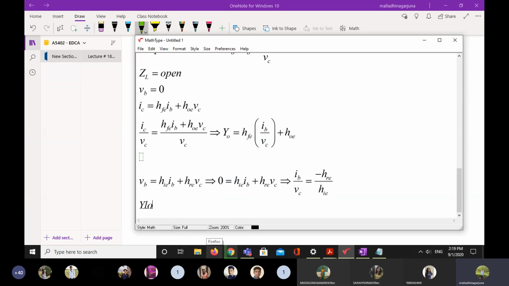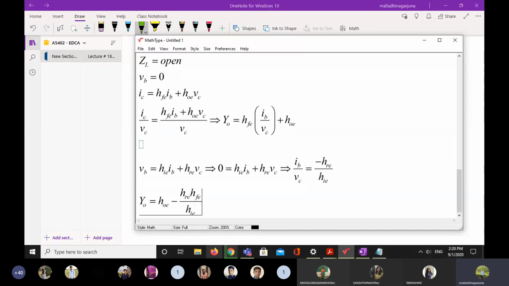So Y0 is equal to HOE minus HRE HFE by HIE. Okay, substitute in that, you will get the equation like this.